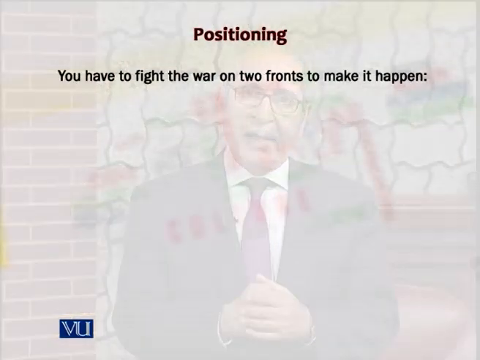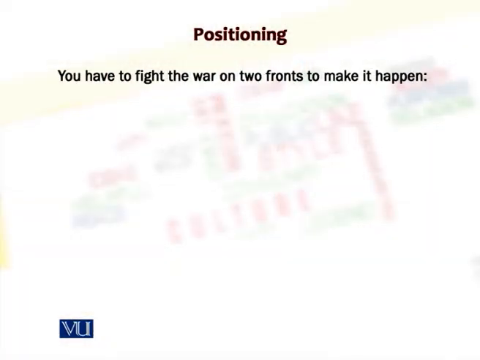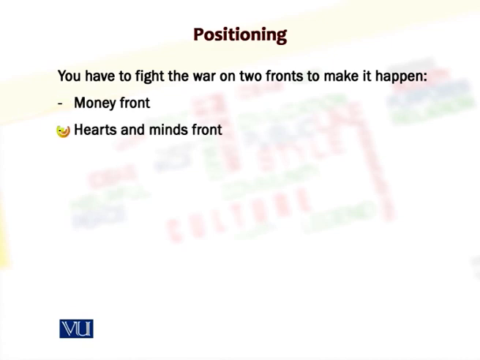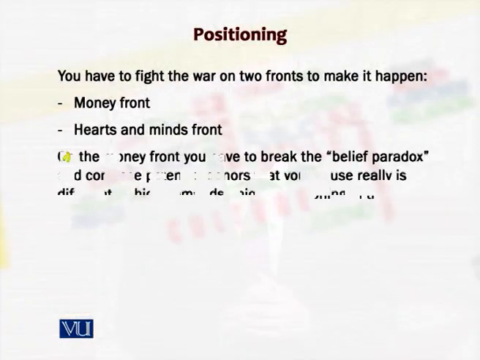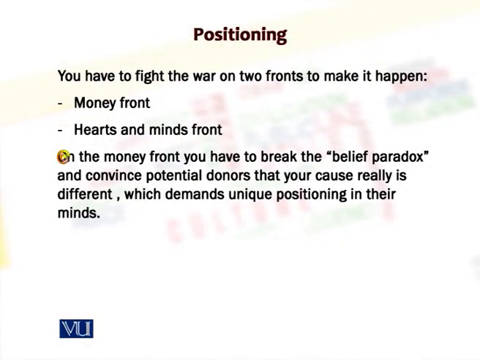Getting back to the need for creating this point of differentiation, let me add here that we have to win the war on two different fronts. One is the money front, because we have to generate money. The other is hearts and minds. And when I say hearts and minds, it obviously refers to the stakeholders and our customers. On the money front, we've got to break the belief paradox, according to which they think all causes are just about the same, by differentiating our program and creating that conviction on their part that we really are different.